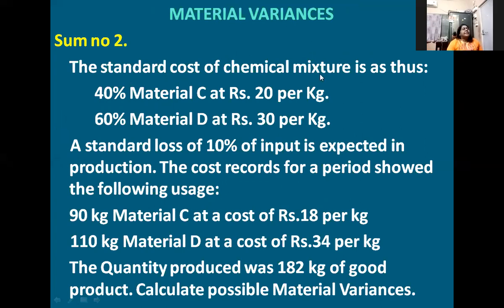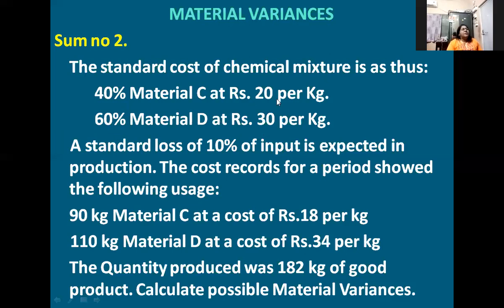The standard cost of a chemical mixture is as follows. 40% material C at rupees 20 per kg. So we are making use of material C at what percentage? 40%, because it's a chemical mixture. We are making use of two kinds of materials as per this problem, material C and material D. Material C we are using in a proportion of 40%, but material D's proportion is 60%.